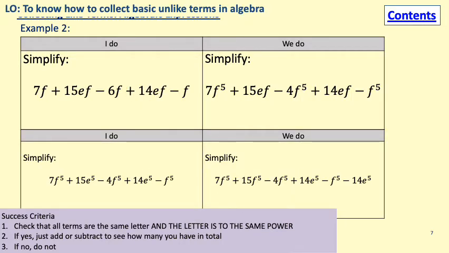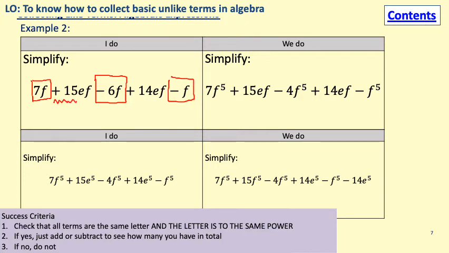So now we're going to look at some that are a little bit trickier. I don't think these will show up too much when it comes to the practice examples. There'll be a few to test you, but not many. So again, we're going to start off with 7f. Next, we have 15ef. Now that's going to be some random number e multiplied by some random number f. So we can't add that to something that just has an f. So now we've got minus 6f, so that can be added. We've then got, again, positive 14ef, so that doesn't have just an f. So we can't add that to it either. And then we have negative f at the end.